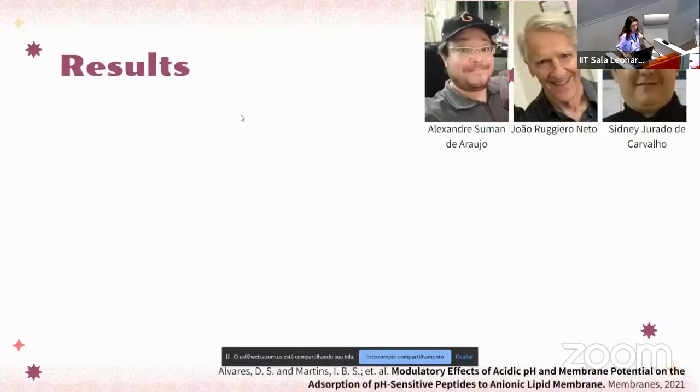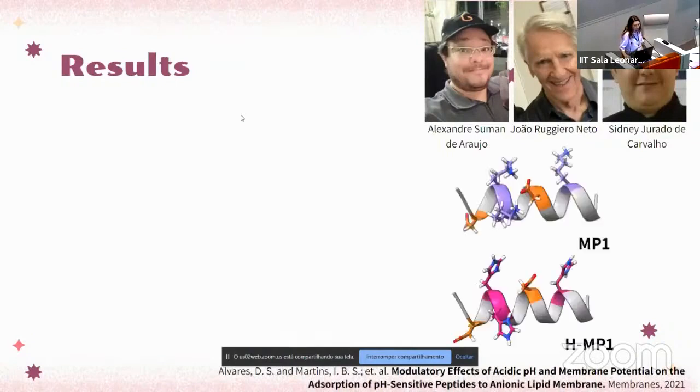So what we have here is this work that I did with Professor Alexandre, João and Sidney, where we compared the ionization state of the residues from MP1 and HMP1. For MP1, we let lysines and aspartic acids vary from time to time, and for HMP1, histidines and aspartic acids.